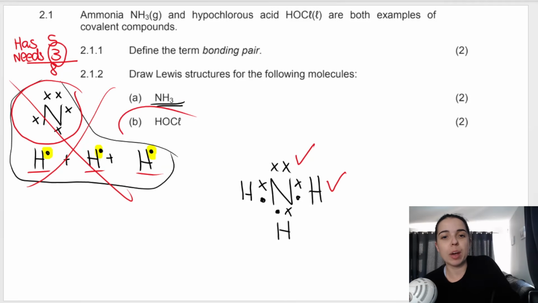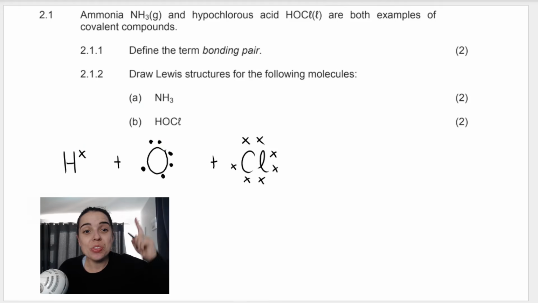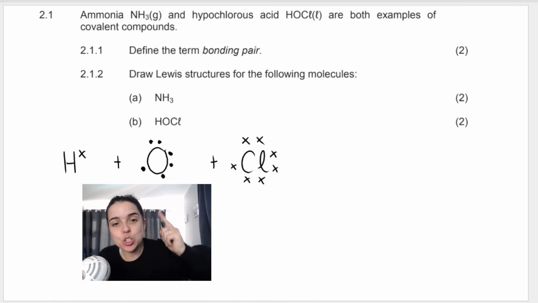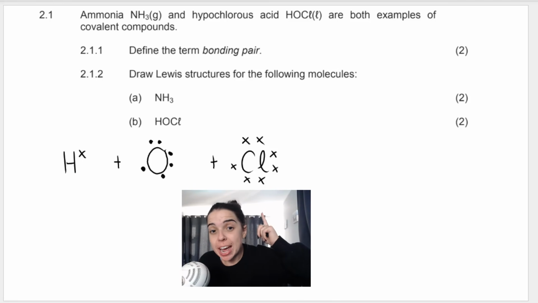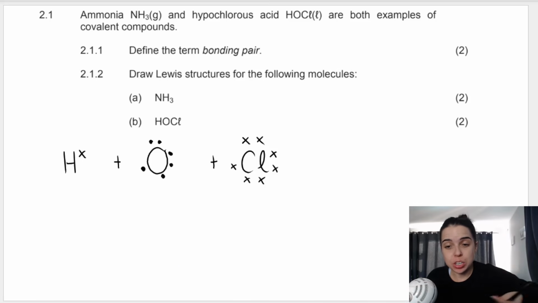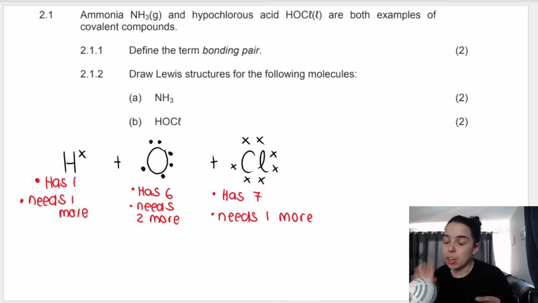I didn't need this intermediate diagram, but it helps me. So I'm going to do the same for HOCl. So I've drawn the hydrogen. It has 1 valence electron. Oxygen has 6. Count the dots. You'll see that there's 6. Chlorine has 7. Now, what you need to do is ask yourself, how many electrons does it have? How many does it need? There we go. Now remember, hydrogen only needs 2 in total to reach noble gas structure.